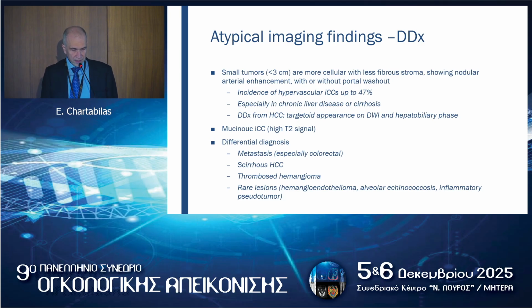Of course, we have atypical findings. A tricky one is the small tumors, which are more cellular with less fibrostroma, and you may see intense arterial enhancement and even portal washout, especially in chronic liver disease or cirrhosis. So if you are lucky enough to see a targetoid appearance or a cloud-like hepatobiliary enhancement, you can differentiate. If not, you cannot. There is also the mucinous ICC with high T2 signal, a rare subtype, and other differential diagnoses: metastases, especially from colorectal, which may also have central T2 hypointensity, the scirrhous HCC, you cannot differentiate, and thrombosed hemangioma or rare lesions.